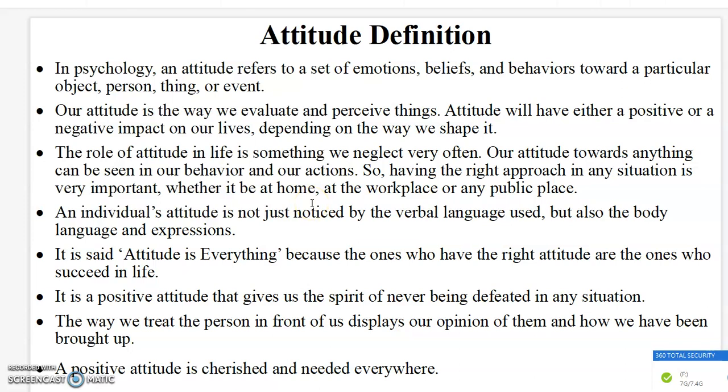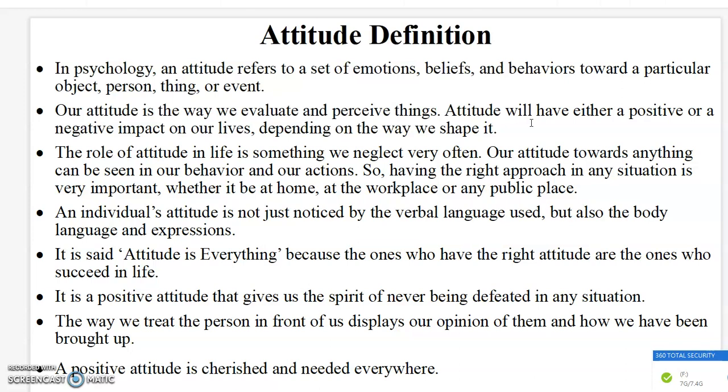First and foremost, I want us to give a definition of attitude. What is attitude? In psychology, an attitude refers to a set of emotions, beliefs, and behaviors towards a particular object, person, thing, or event. Our attitude is the way we evaluate and perceive things. Attitude will have either a positive or a negative impact on our lives, depending on the way we shape it.